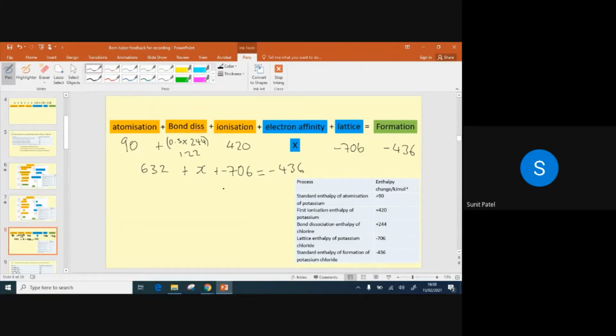Next thing to do is we want to leave X on its own here, but we can't do that because we have numbers. So what we'll do is combine the numbers to leave X by itself.